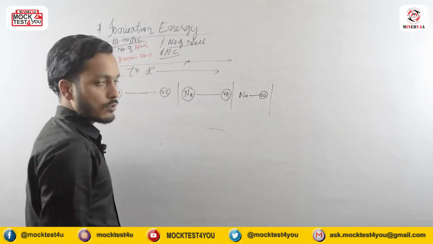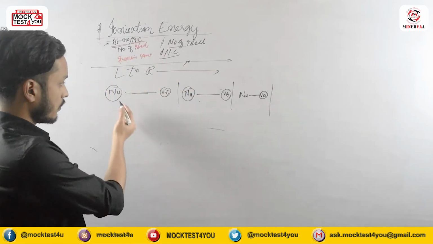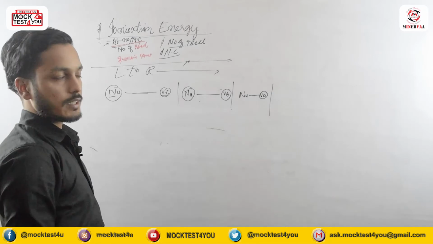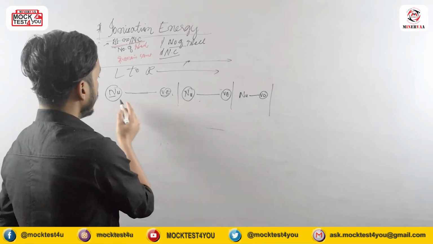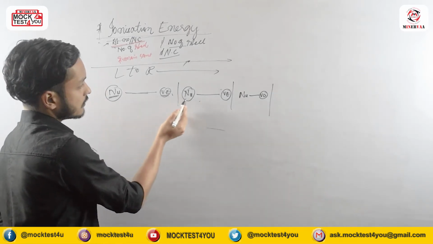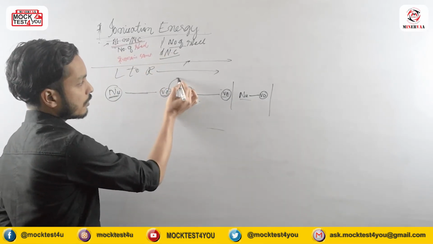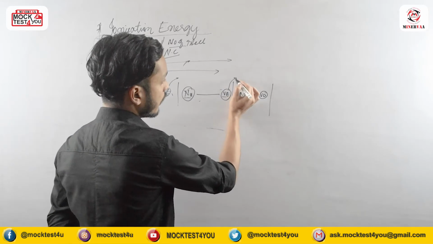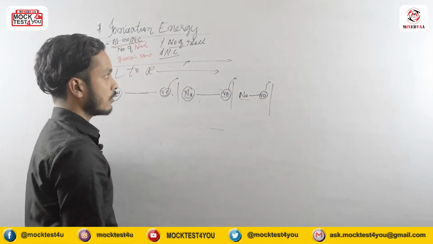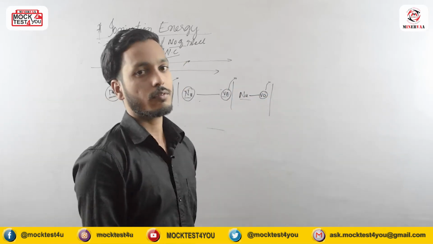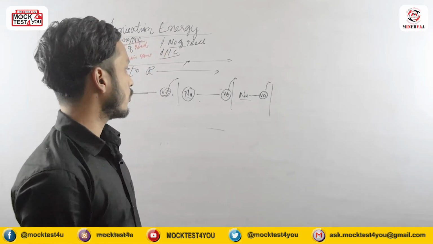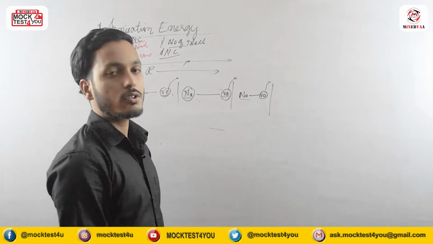decrease, right? So since the distance between the nucleus and the valence electron is decreasing, at that time what will happen? The attraction force between this valence shell and the nucleus will increase, right? So it will become very difficult to remove this electron from here, right? So if you want to remove an electron from the valence shell, it requires lots of energy, right?